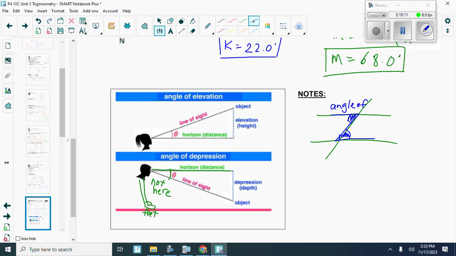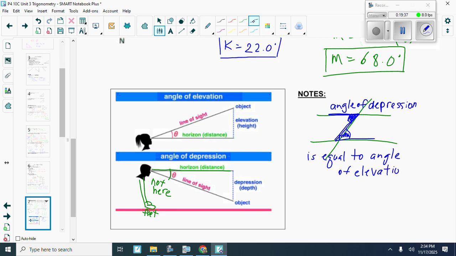So what happens is the angle of depression, that's the one on the top here, because I'm looking down. So just think depression is down. This is from this horizontal line, and I'm looking down. This angle of depression is equal to the angle of elevation.